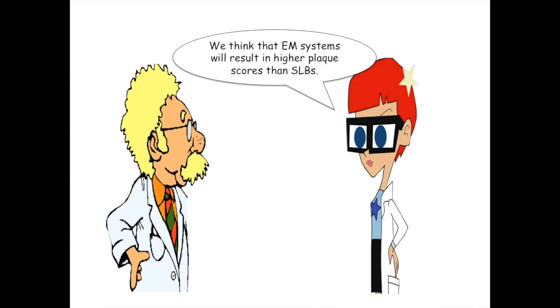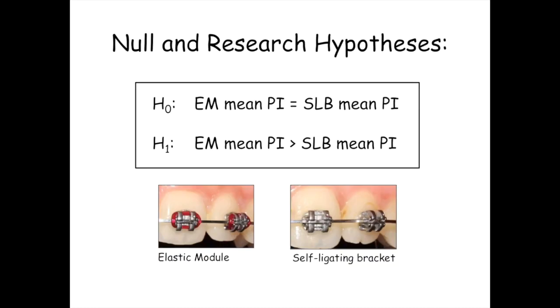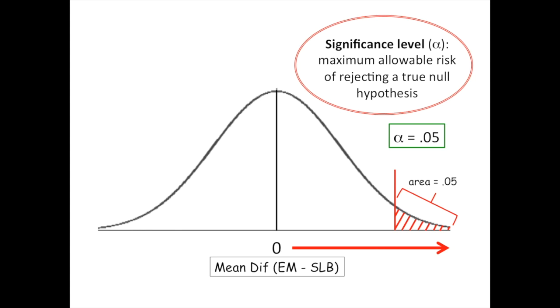These researchers believe that orthodontic wires ligated with elastic modules will result in greater plaque accumulation than those using self-ligating brackets. And they're going to do a study to test this hypothesis. The null hypothesis states that there is no difference in mean plaque index between the two treatment conditions, and the research hypothesis states that the mean will be higher for the elastic module condition. This is the distribution of all possible sample mean differences when the null hypothesis is true. They have already set their significance level at the conventional value of 0.05.